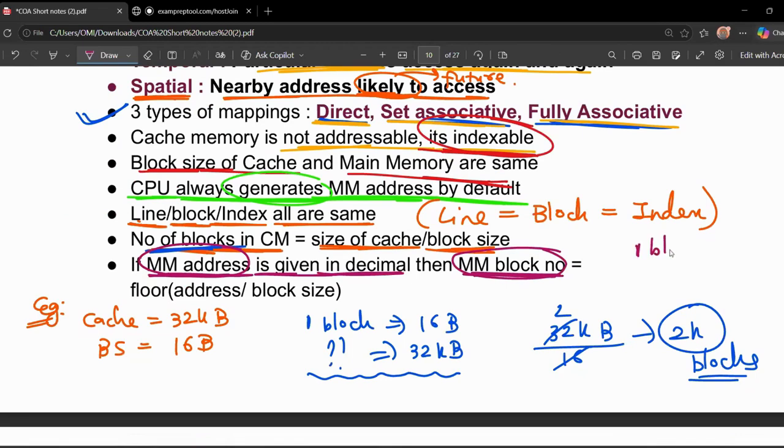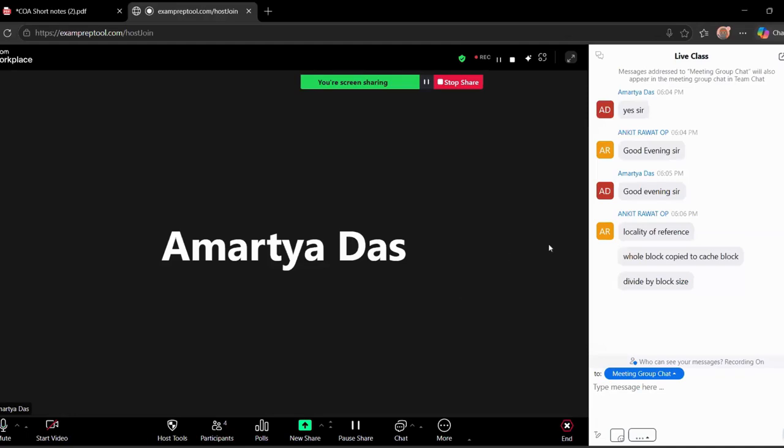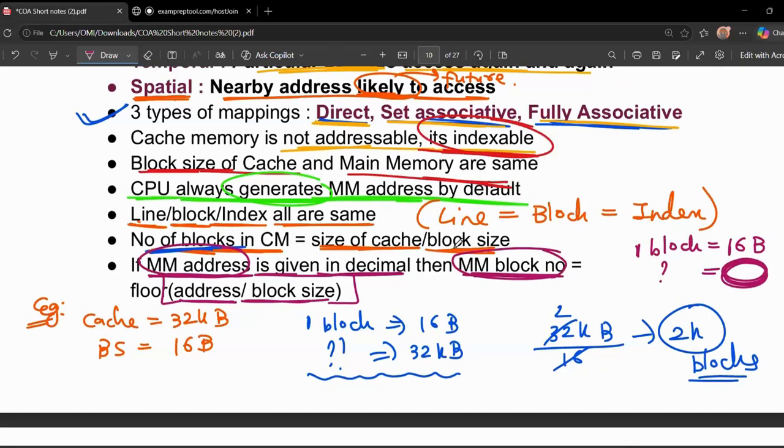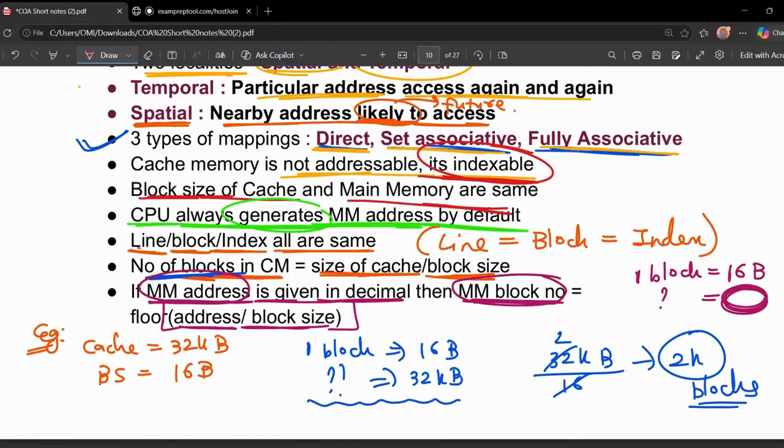For example, one block has, let's say, 16 bytes. Now, if you have some address, you can just divide by 16, right? So the formula is address divided by block size, and you have to take the floor of it. Got it? This way you can find the main memory block number.